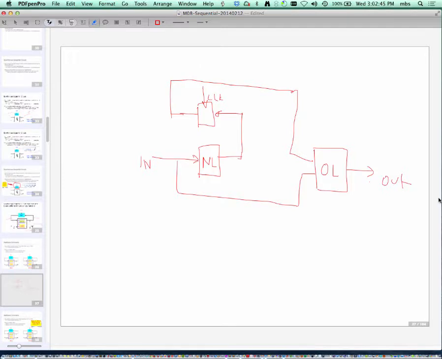So I have just drawn it this particular way. This is our state. This is our next state logic. This is our output logic. And what you see out here is that next state logic is not depending upon the current state. So this is the current state, and this is the next state.